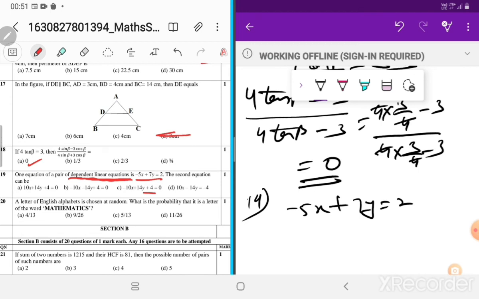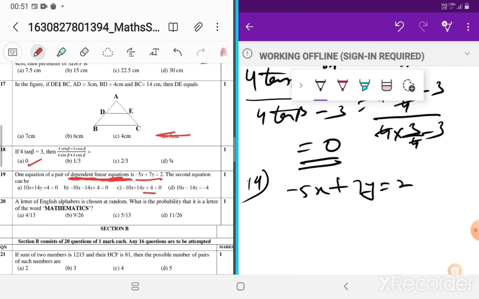Okay children, you have to check what is the condition for dependent linear equations. Dependent means what? When two lines coincide. For that we know a1 upon a2 should be equal to b1 upon b2, which should be equal to c1 upon c2. This condition you should know. So we have to check from these 4 options which option can satisfy this condition.